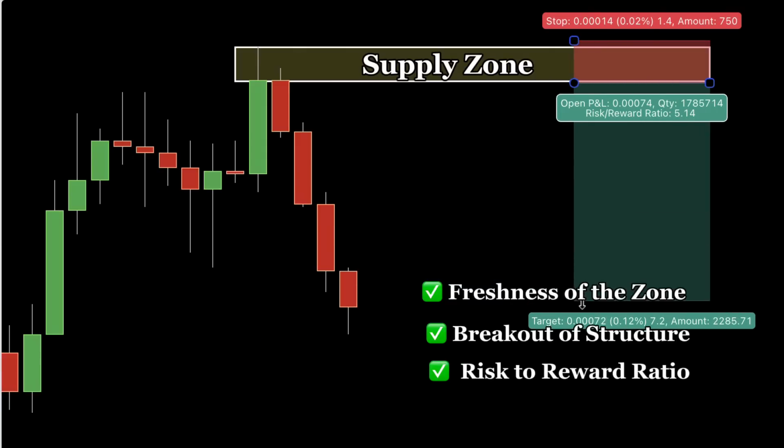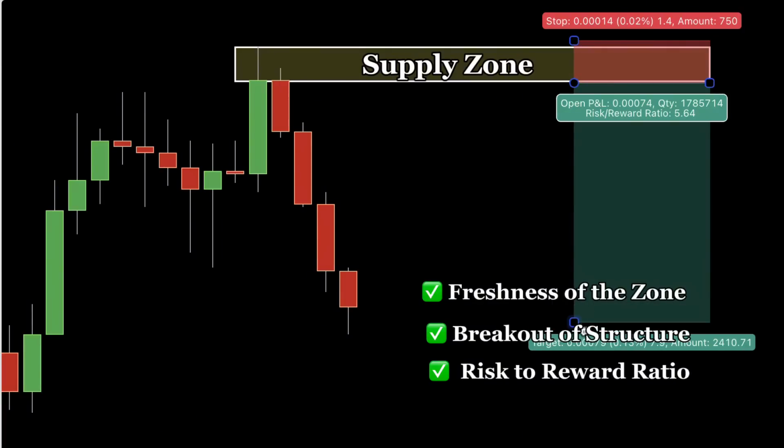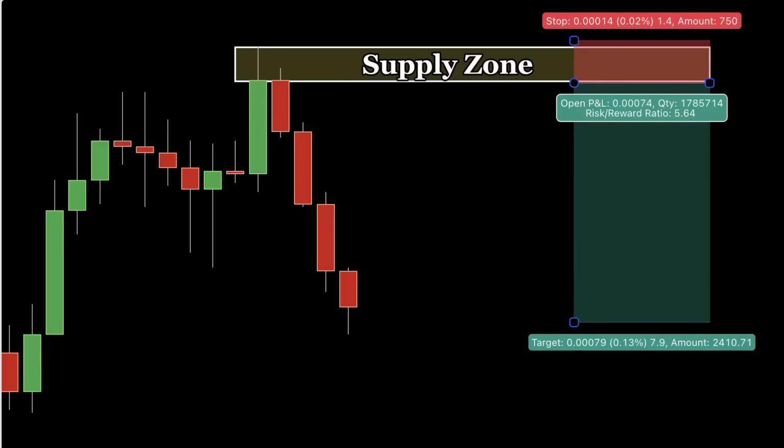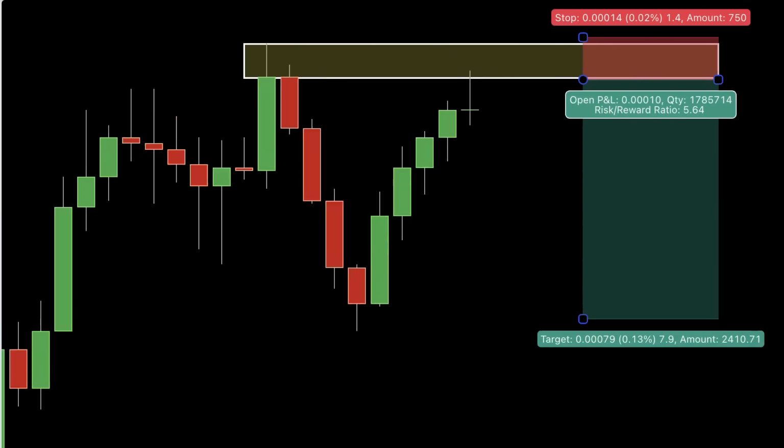Finally, we have our risk-to-reward ratio. This setup offers at least a solid 3-to-1 reward to risk, giving us confidence that, even with occasional losses, we remain profitable long-term. Based on our 4 criteria, strong candles, freshness of the zone, breakout of structure, and an excellent risk-to-reward ratio, this supply zone clearly checks all the boxes. It's definitely a high-probability setup worth serious consideration.